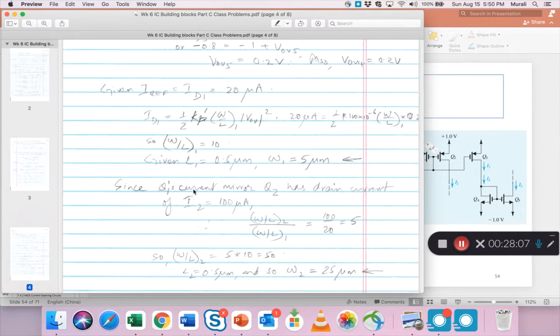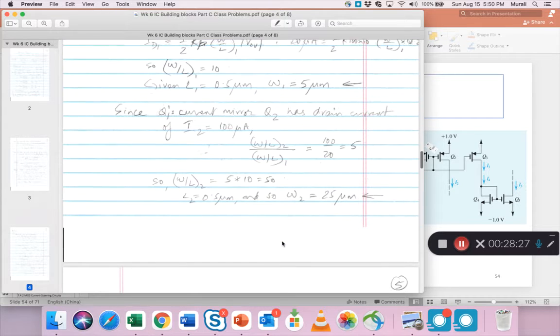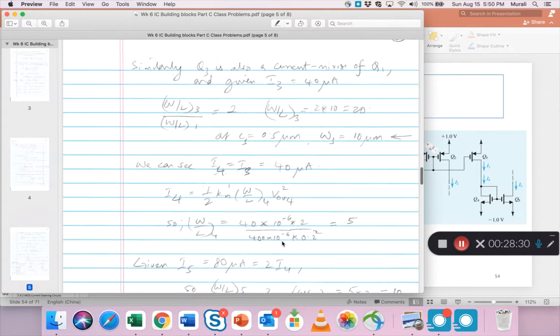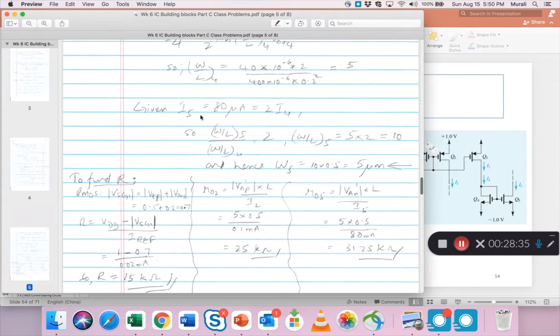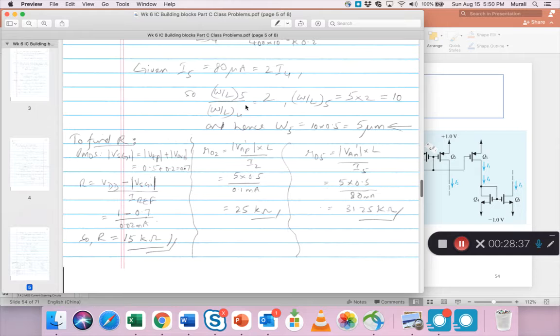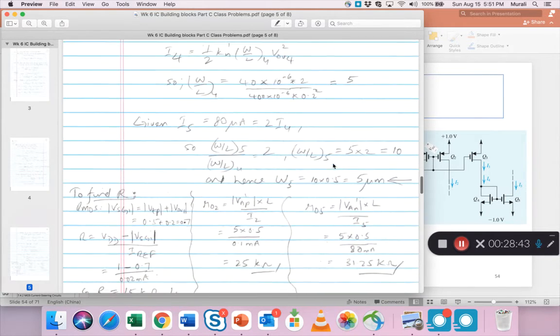Since Q1's current mirror Q2 has drain current of I2 equals 100 microamps, then the ratio of the aspect ratios is 5, 100 by 20. So W by L2 is 50, L2 is known, so W2 is 25 micro. Similarly, Q3 is also a current mirror, so I don't really see that I need to do too much more here. We found all the W's. I put the arrows to show you the W's, W3, W4, W5.